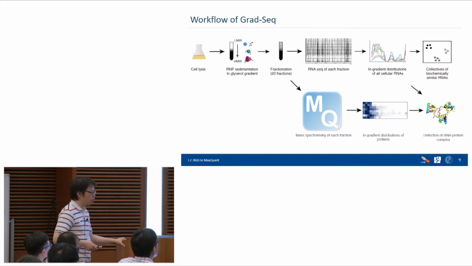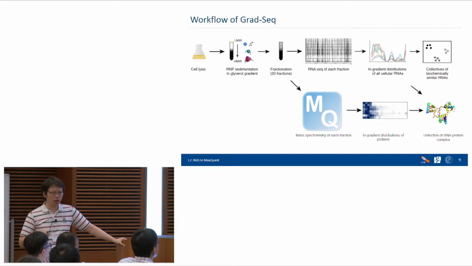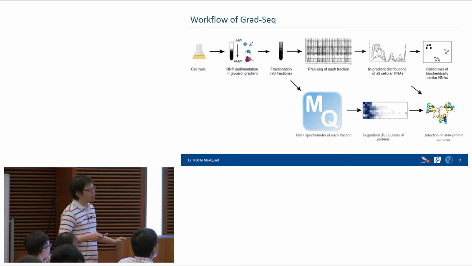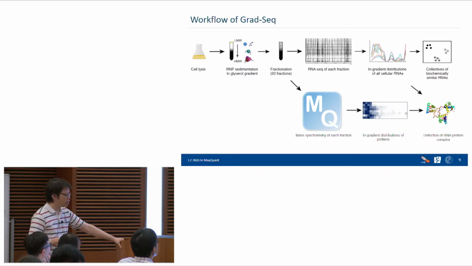Actually, they use transcriptomics and then proteomics data to discover protein-RNA interactions or protein-protein interaction complexes. This method is called GRASIC. The workflow is very easy. They lyse the cells, and then they centrifuge them. So you can imagine the heavy molecular weight molecules will be at the bottom, and the light molecular weight molecules will be at the top. And then you can also imagine if there is some interaction or complex, the members of the complex will be in the same fraction as well.